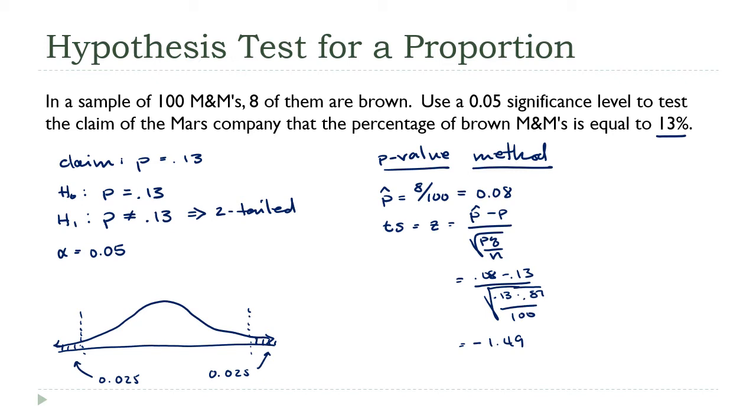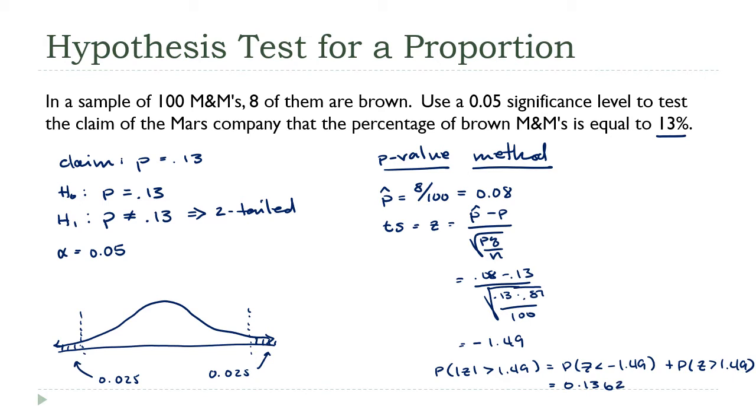Okay, so what is the area outside plus or minus 1.49? I want P of the absolute value of Z greater than 1.49. And that's two numbers. It's the probability that Z is less than negative 1.49 plus the probability that Z is greater than 1.49. Now you're going to your table. Each of these individual probabilities is 0.0681. And if we double that, this is 0.1362. That is my p-value.